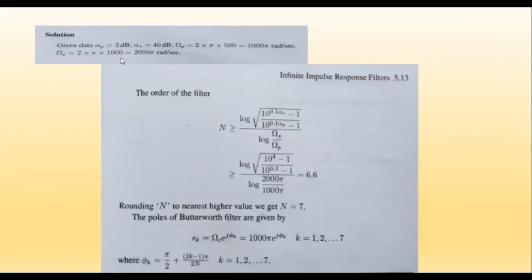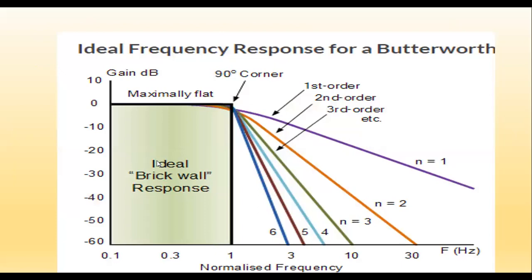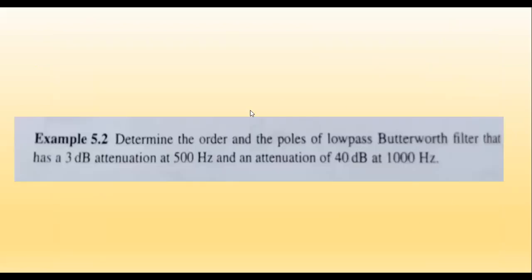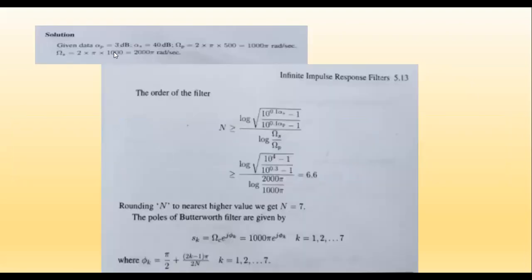So this is one problem statement. Determine the order and poles of a low pass Butterworth filter that has a 3 dB attenuation at 500 hertz and an attenuation of 40 dB at 1000 hertz. Low pass filter means this frequency is going to pass. So from the diagram we analyze the different data from the given statement.